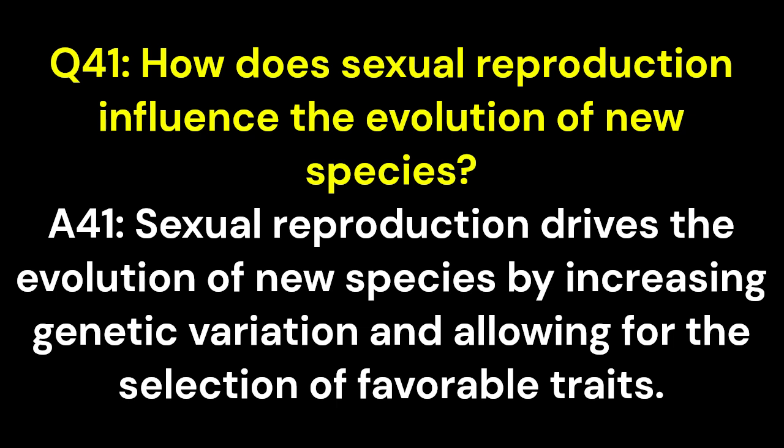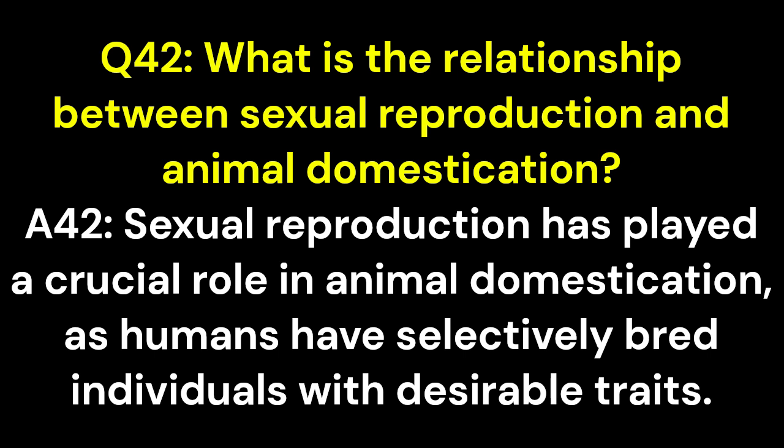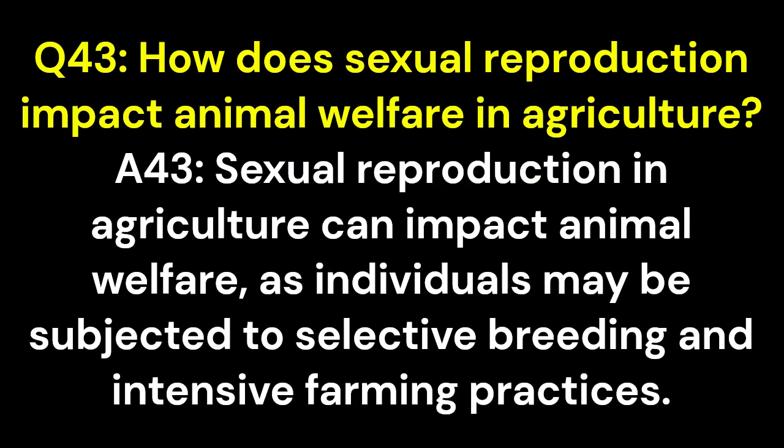Q41. How does sexual reproduction influence the evolution of new species? A41. Sexual reproduction drives the evolution of new species by increasing genetic variation and allowing for the selection of favorable traits. Q42. What is the relationship between sexual reproduction and animal domestication? A42. Sexual reproduction has played a crucial role in animal domestication, as humans have selectively bred individuals with desirable traits.